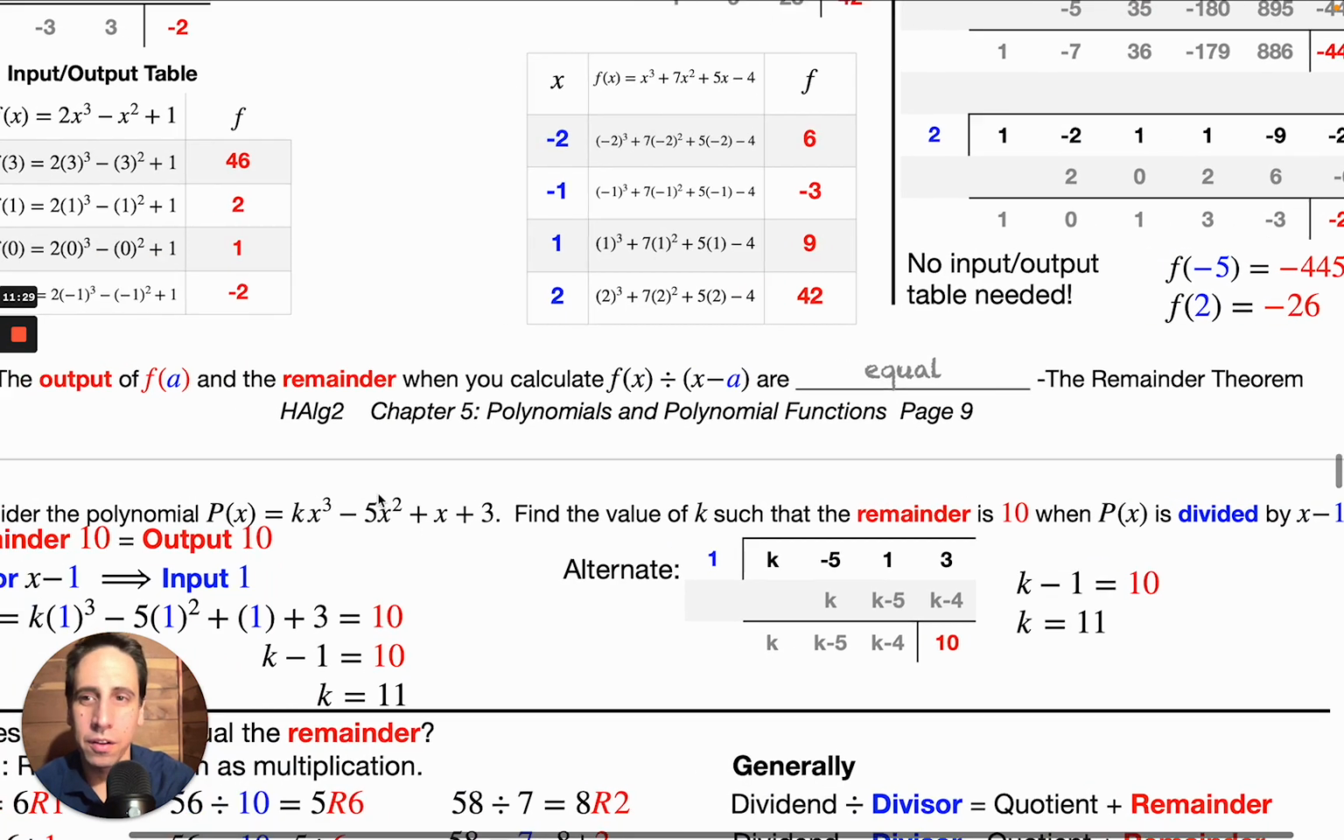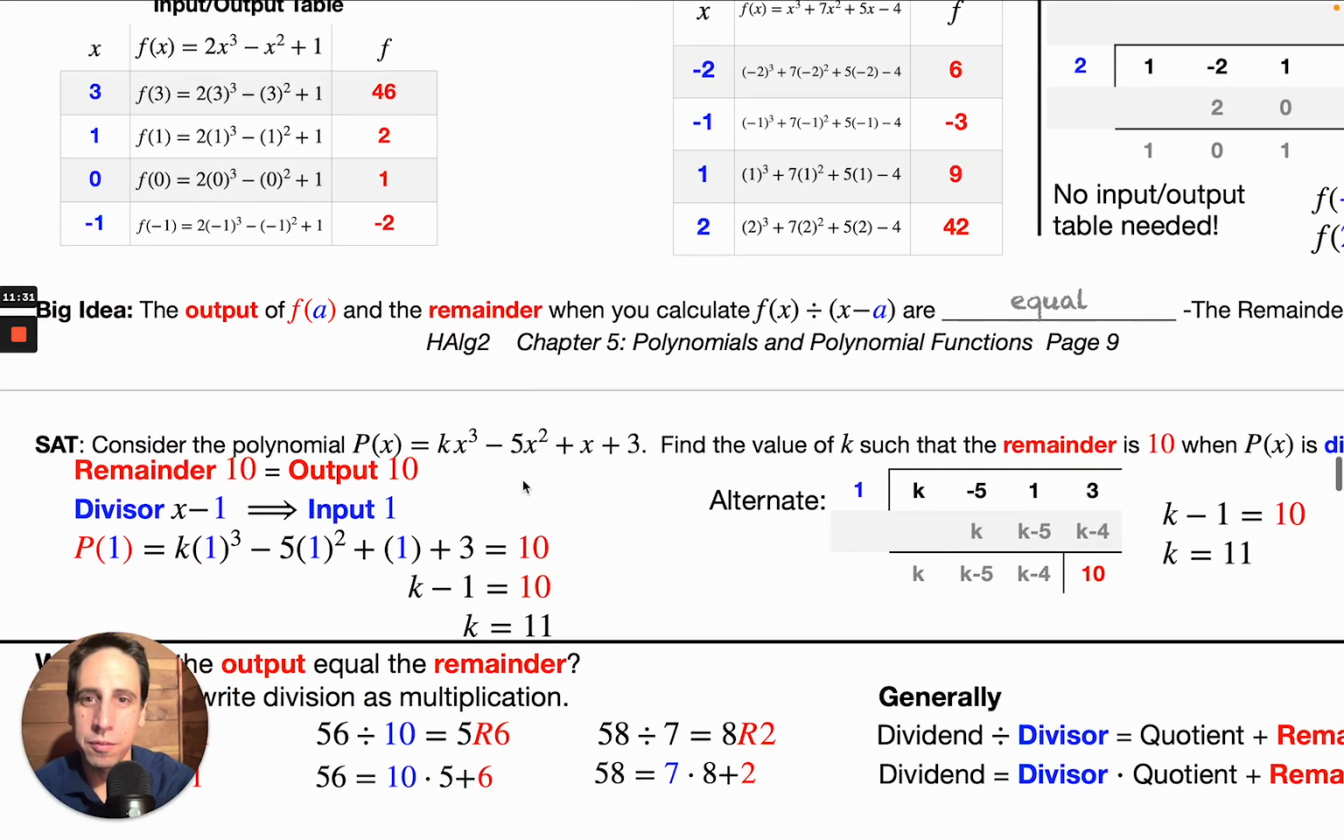Remainder is 10. Okay, so really what you extract from this information is the fact if the remainder is 10, then that means the output's going to be 10. And if the divisor is x minus 1, then the input is going to be positive 1. So really what you can do is, instead of trying to think about this as division, you could think about this as input-output.